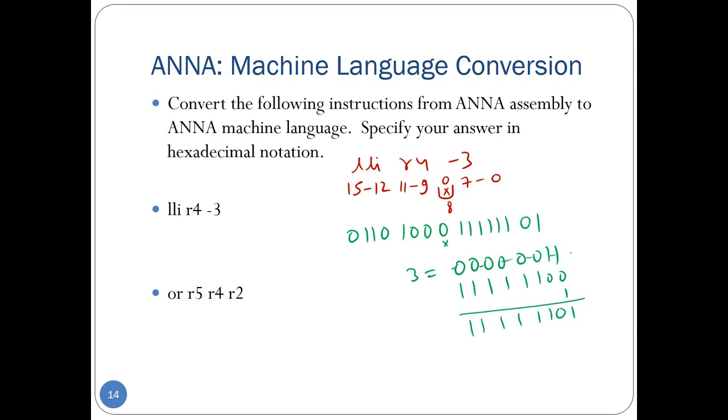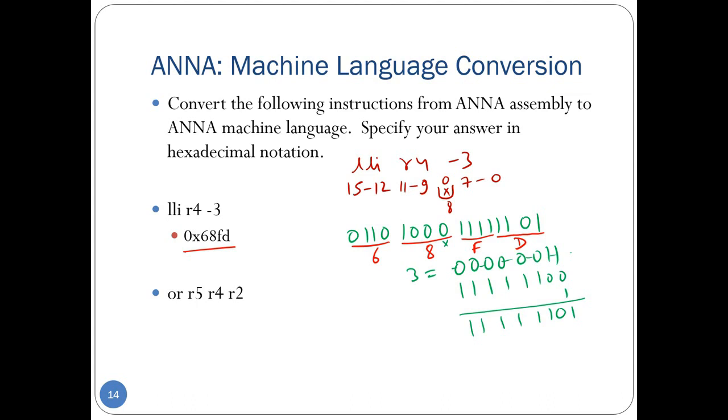Okay, now you cannot leave your answer like this, so you should translate this into hexadecimal. So starting from the right, groups of 4. So 1101 is D, all ones is F, 1000 is 8, 0110 is 6. Okay, so this is the answer for the first instruction here.